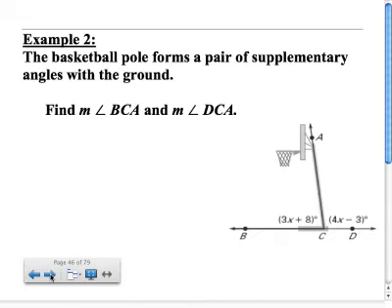The basketball pole forms, okay, so you have this diagram here. All that basketball pole stuff doesn't really mean a whole lot. Just look at your diagram, okay? Find the measure of angle BCA and the measure of angle DCA, okay?